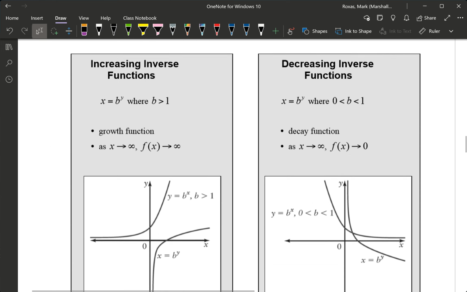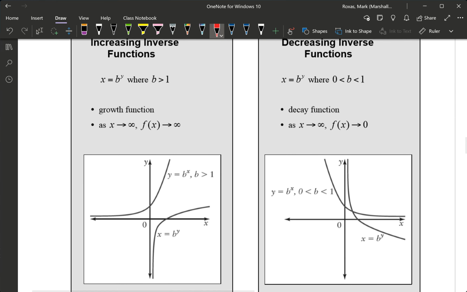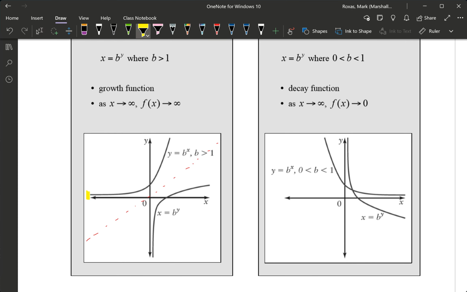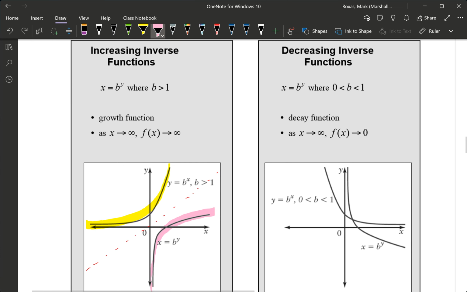And so here's that graph now. For increasing functions, again, here is that line y equals x in red, and you can see that here is the increasing exponential function highlighted in yellow, and its mirrored reflection is the inverse. Okay, and for decreasing functions, here in yellow, I'm highlighting the decreasing exponential function. And then if I again highlight the line y equals x, I would have mirrored the graph of the inverse function.